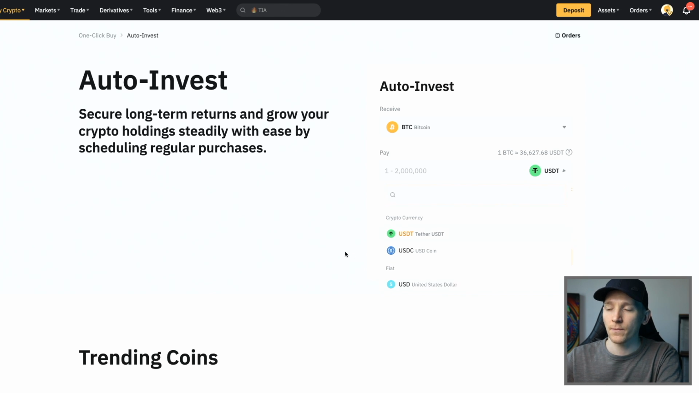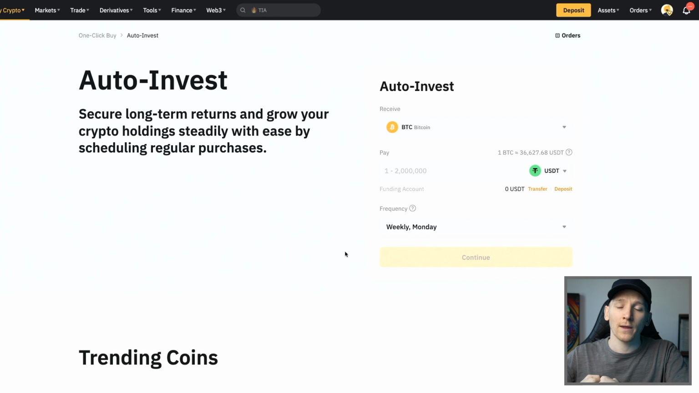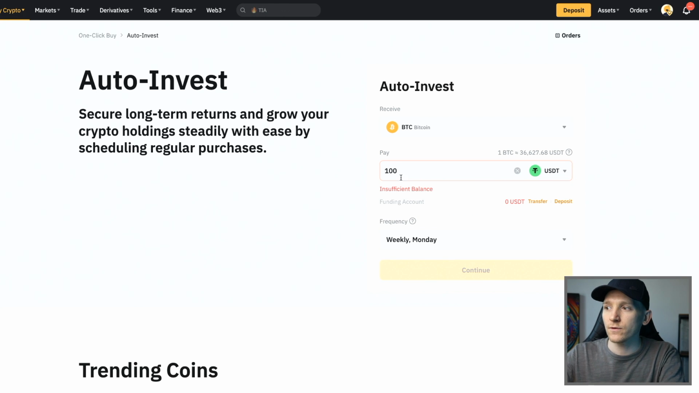This fiat currency. So what this is, if you want to actually deposit fiat currency directly into Bybit and not switch it into a stable coin to then switch it into a crypto, you can just cut that step out and auto invest here. So put an amount in, $100 weekly on a Monday, and that's going to take it from your fiat currency balance.